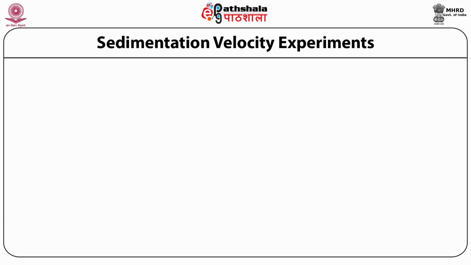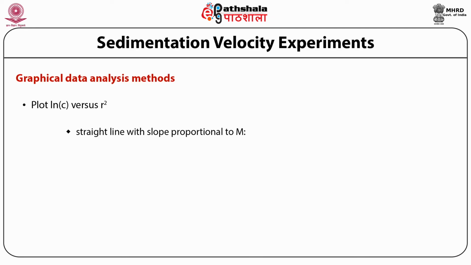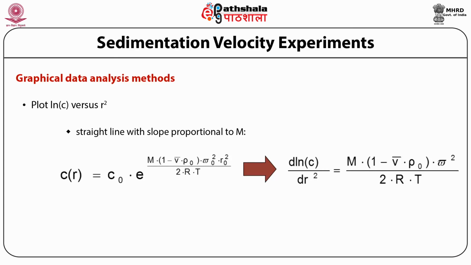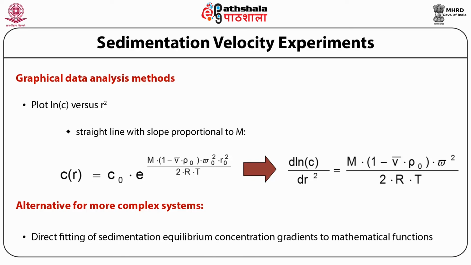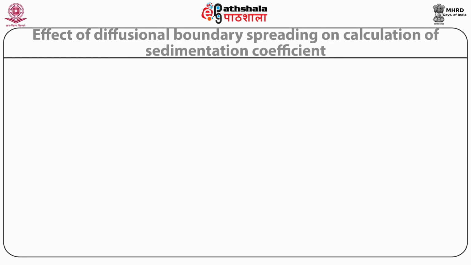So we discuss the data analysis in sedimentation equilibrium. The graphical data analysis method is a plot of log concentration versus r squared, and we get a straight line with a slope that is proportional to the molecular mass M. It is given by this equation you can see here, and an alternative for more complex systems is direct fitting of the sedimentation equilibrium concentration gradient to a mathematical function used for the calculation of molecular mass.